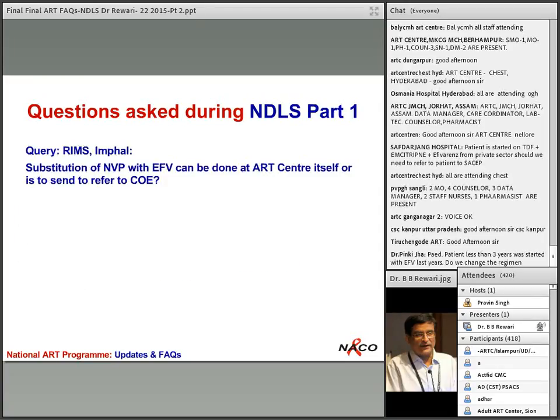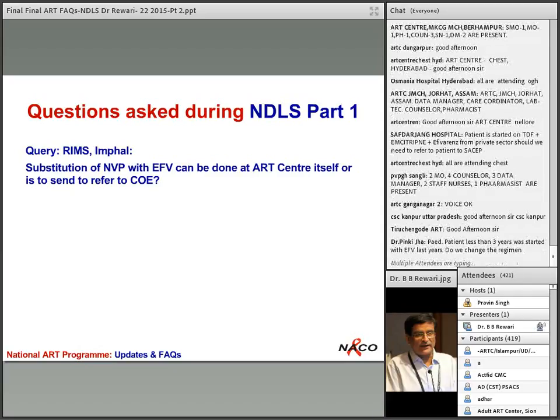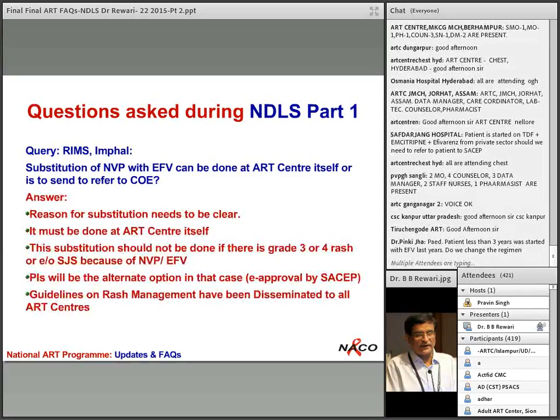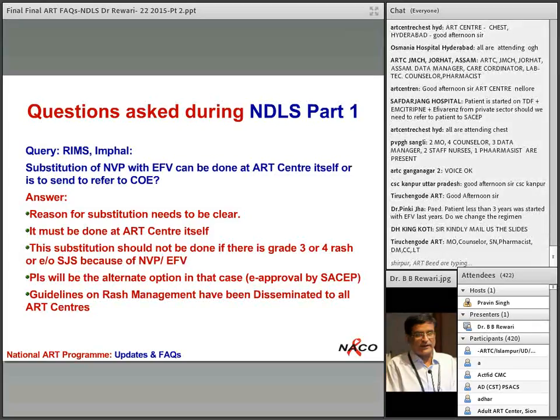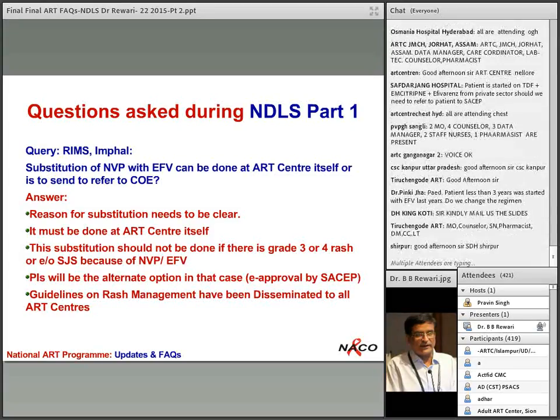So we are trying to reduce the patient traveling from one facility to another facility. Okay, the next question was, can the substitution of nevirapine with efavirenz be done at the ART center itself? Basically, first, the reason for substitution needs to be clear. The grading of the rash has to be done. If it is grade 3 or grade 4 rash, you cannot substitute nevirapine with efavirenz. But it can be done at the ART center itself. In case you require to substitute with a PI based regimen, E approval from CSEP is required with photo documentation only.